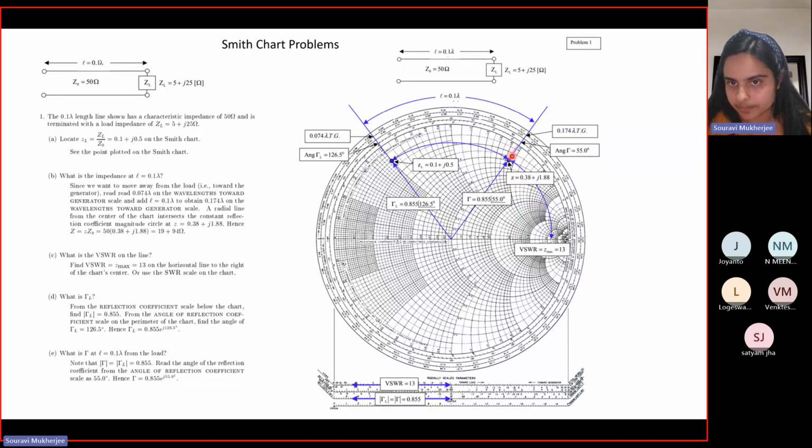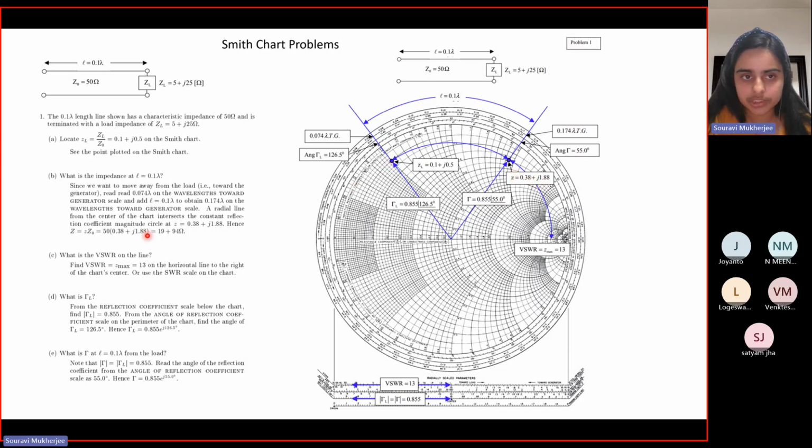Extend it further. And starting from this point, we know the R value, right? So from this point, we can draw a circle, and any point on this circle will correspond to the same reflection coefficient value, right? This is called the SWR circle. Now when you extend this line, it will cut at one point. This point corresponds to your normalized impedance at a distance of 0.1 lambda from your load point, right? So this is your answer.